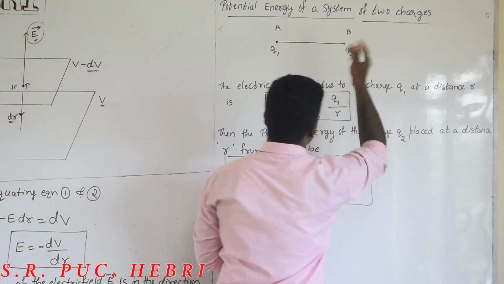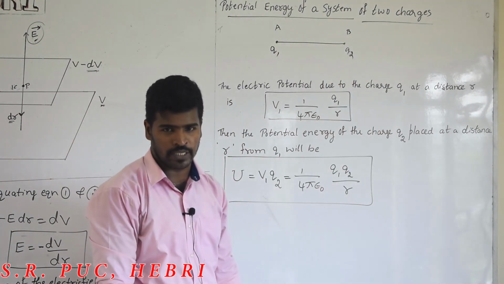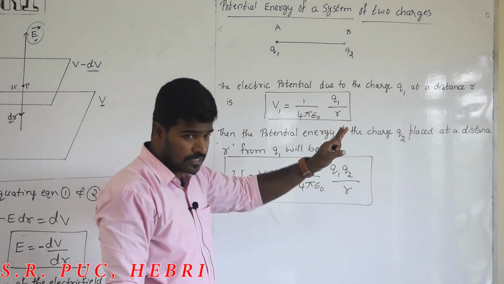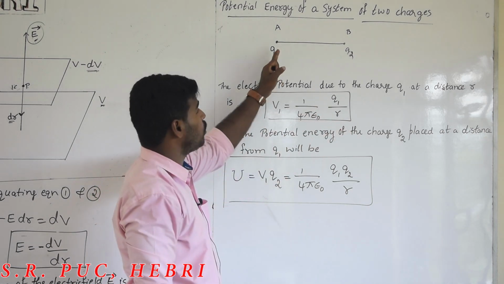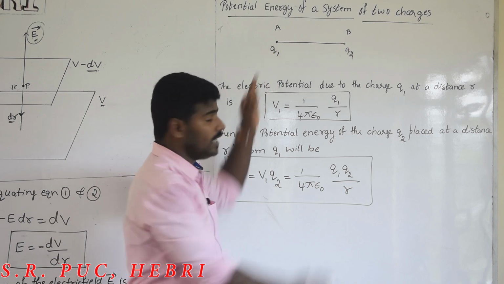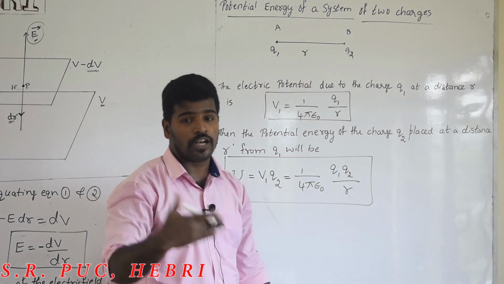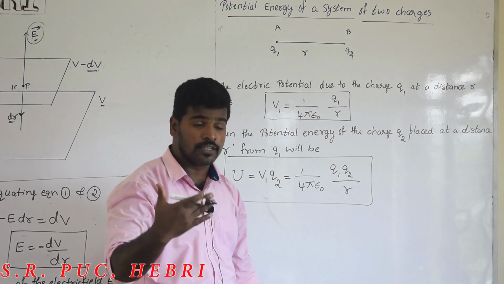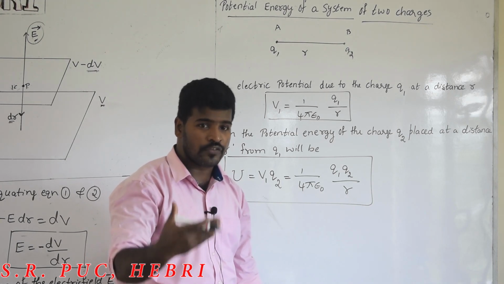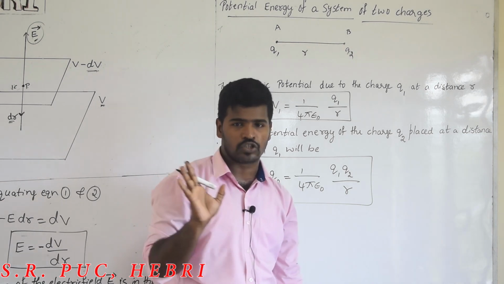Now we have brought another charge and placed it at point B. So there is a potential on Q1 at a distance r from the charge known as Q2. In general, if you consider a single point charge, the point charge has an electric field, and thus it exerts an electrostatic force.